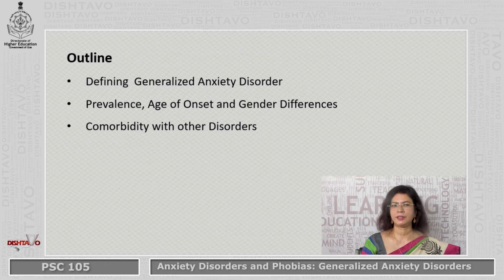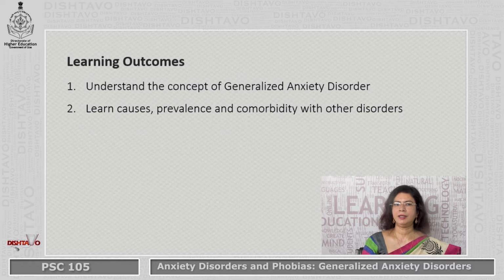The outline of this topic is defining generalized anxiety disorders, prevalence, age of onset, and gender differences, comorbidity with other disorders. Learning outcomes: to understand the concept of generalized anxiety disorders, and learn the causes, prevalence, and comorbidity with other disorders.